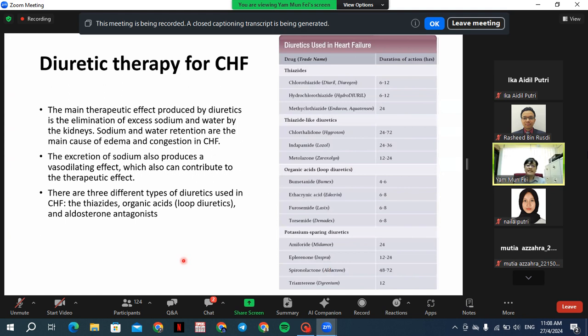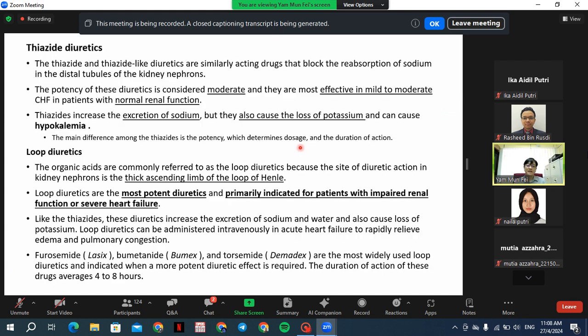But basically, they share the same concept. Only thing is different drugs might act on different locations of your nephron and your tubule.